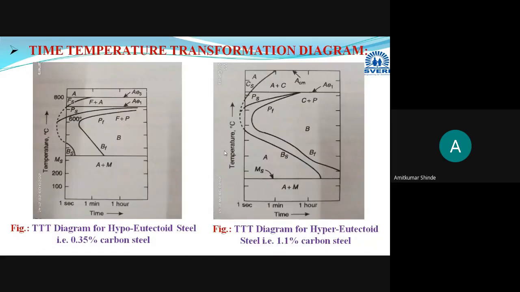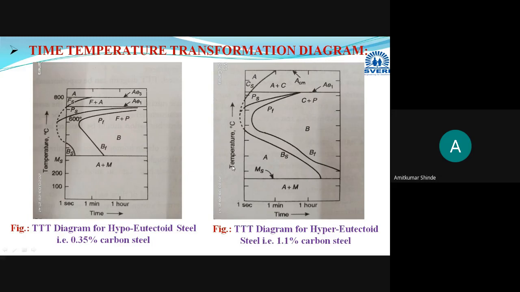In the next slide, I have shown the diagrams for low carbon steel and for high carbon steel. Low carbon means less than 0.8, and this particular diagram, which I got from the V. D. Kodgire book, is for 0.35% carbon steel. If you have written the TTT diagram for hypoeutectoid steel, it is also sufficient. This other one is for hypereutectoid steel, meaning carbon percentage is more than 0.8, and this exact diagram is for 1.1% carbon steel. If you write the TTT diagram for hypereutectoid steel, it is also okay, no problem with that. Just two different diagrams will be there.